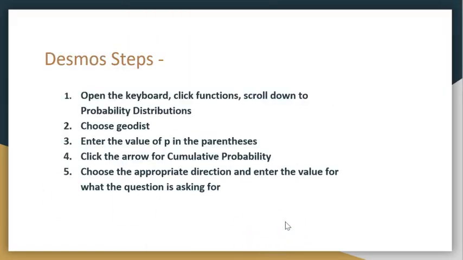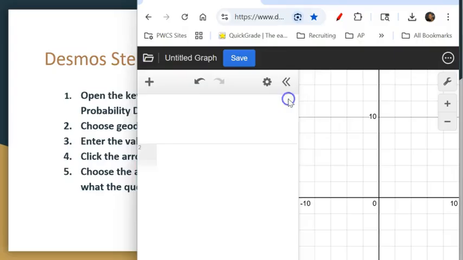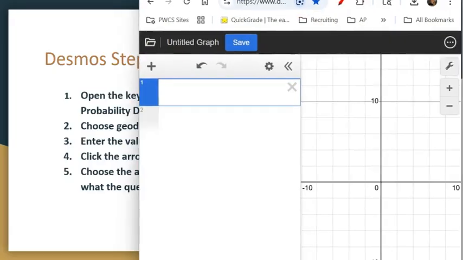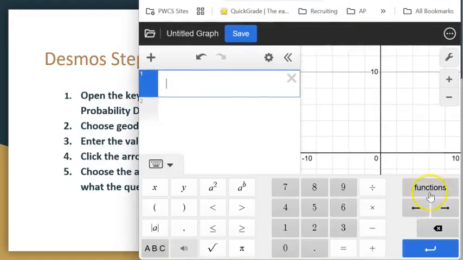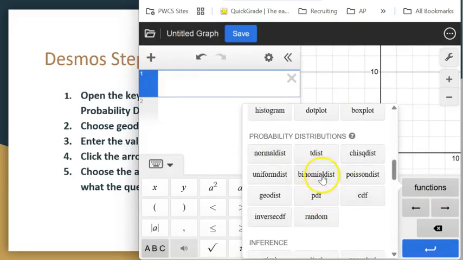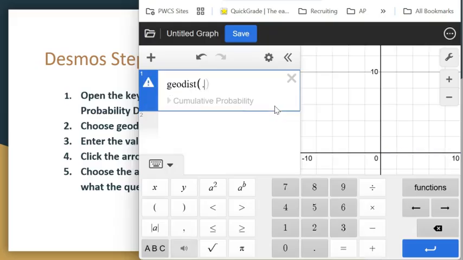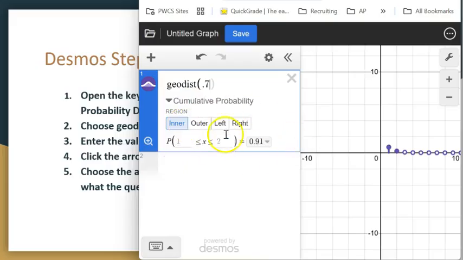Then probabilities. Just like we did with binomial, we're going to use geometric. We're going to use Desmos again. I'm going to go to my keyboard, go to functions again, still scrolling down to that probability. Here's our binomial that we were doing. Now we're going to do geometric, so geodist. Remember, Desmos will always tell you what they want. They want the success probability, so p in this situation is 0.7. Then we can click cumulative probability to get all of our options.